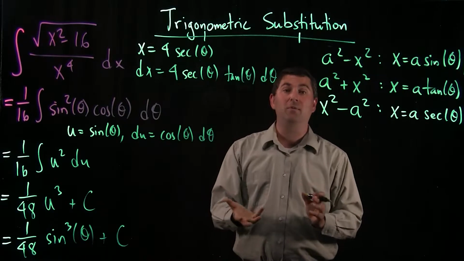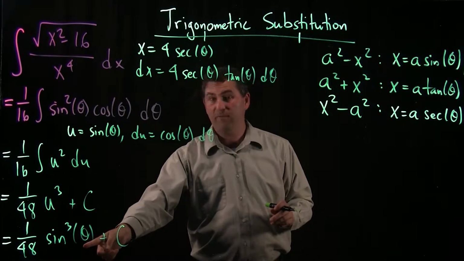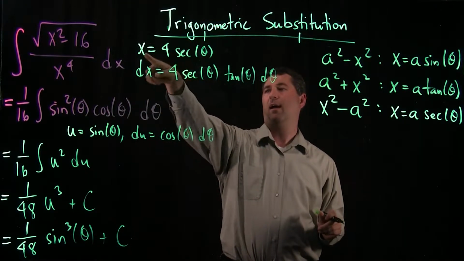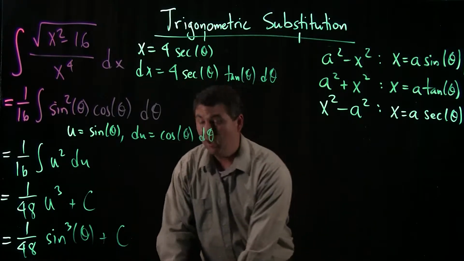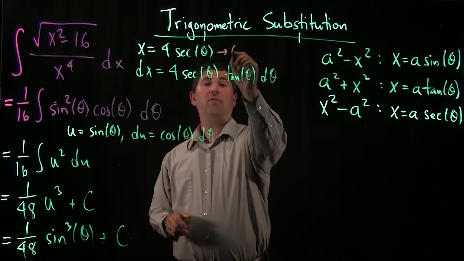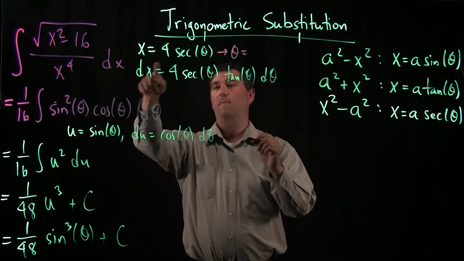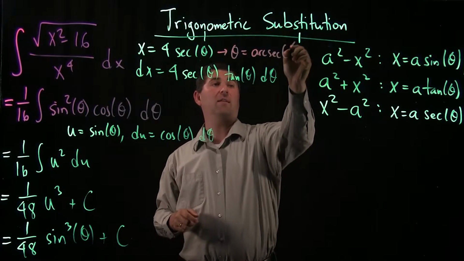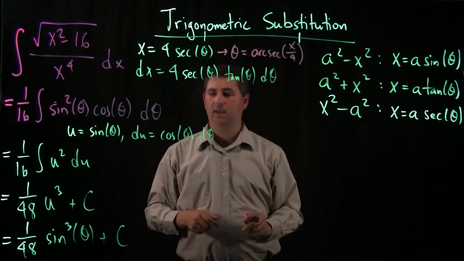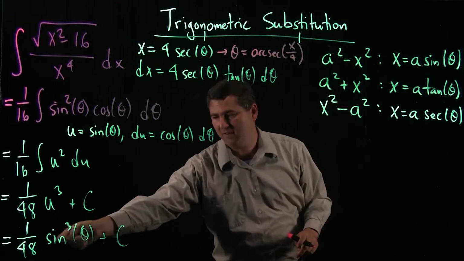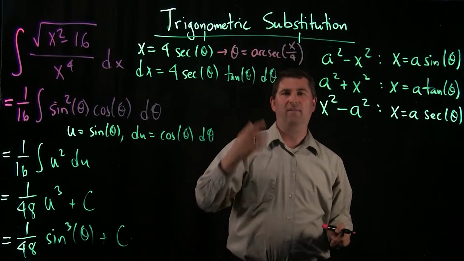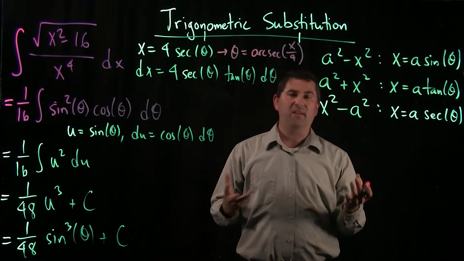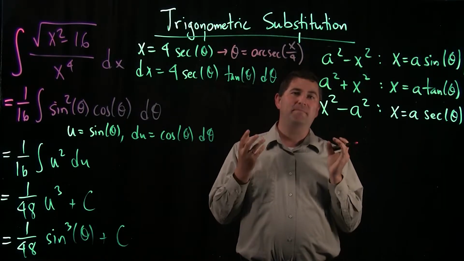Okay, what do I got to do? Well, it's the same thing we've been doing in other videos. I got to solve for my theta. Hey, x was 4 secant of theta. That shouldn't be so bad. So theta equals, divide by 4, take the arc secant of x over 4. Okay, so now I need the sine cubed of the arc secant of x over 4. Again, that sounds crazy, but it's not.